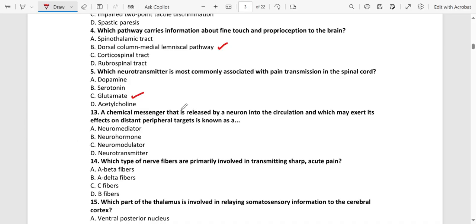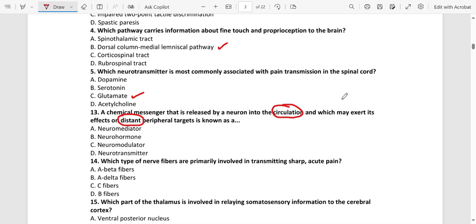A chemical messenger that is released by a neuron into circulation. So this word circulation is important, and which may exert its effect on a distant peripheral target is known as what? What do we call that? Neuromediator, neurohormone, neuromodulator, neurotransmitter. What do you think? Very good.